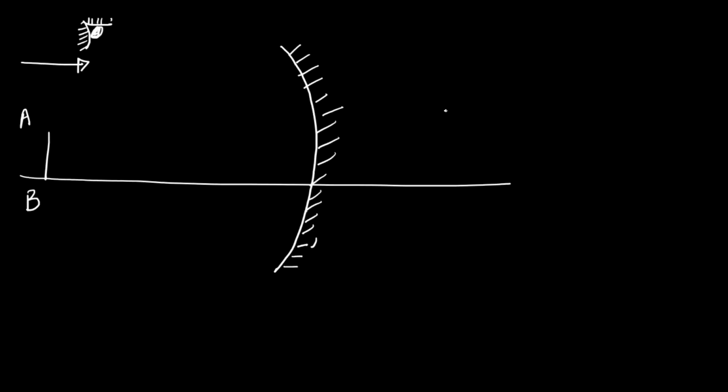Now the other way around is a convex mirror, and this time once again the object is to the left, the eye is to the left, and can we tell what we're going to see in this mirror? So that's the base question.